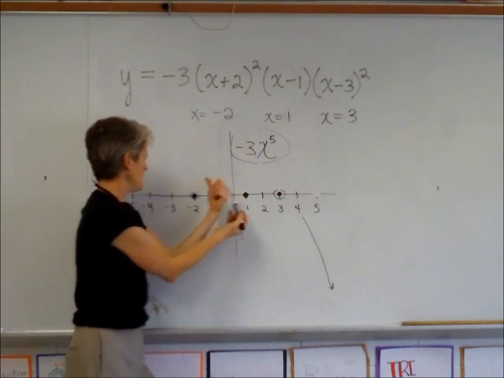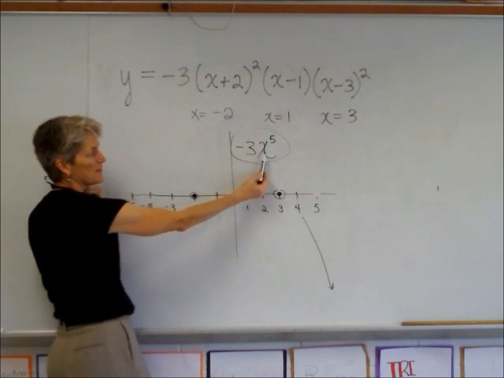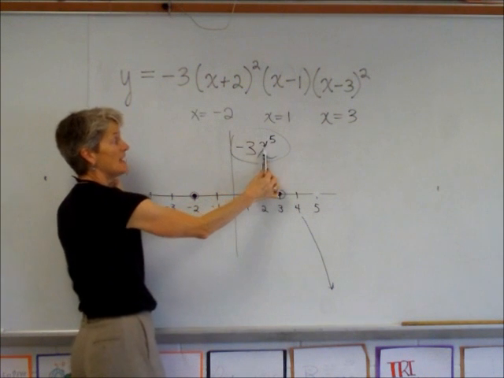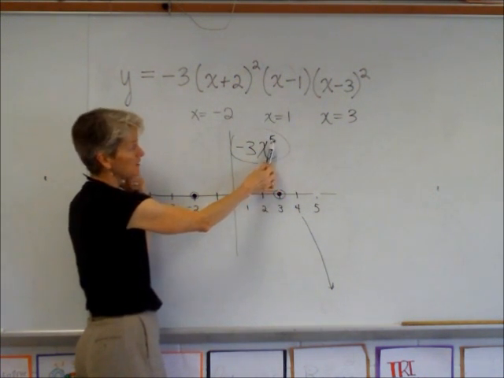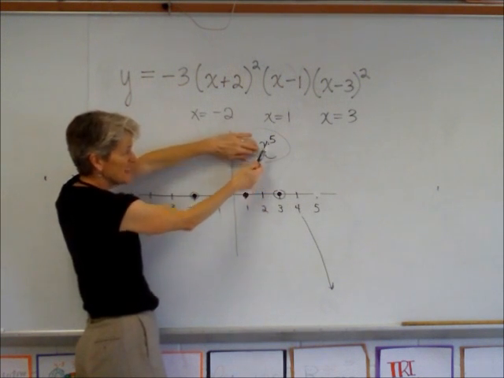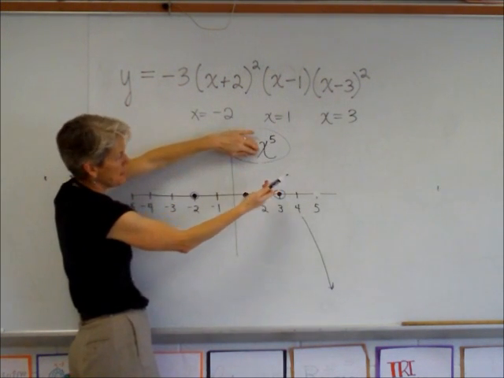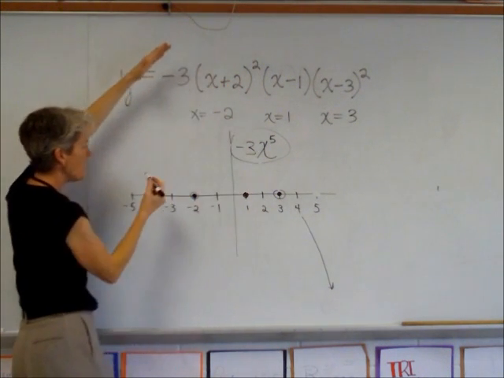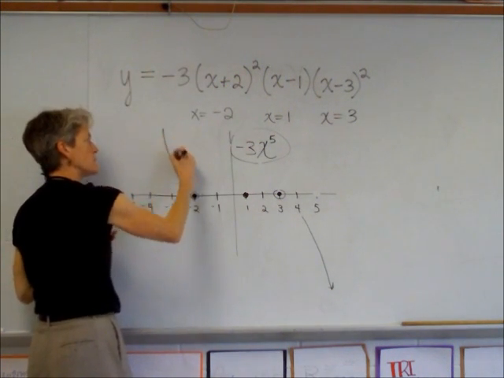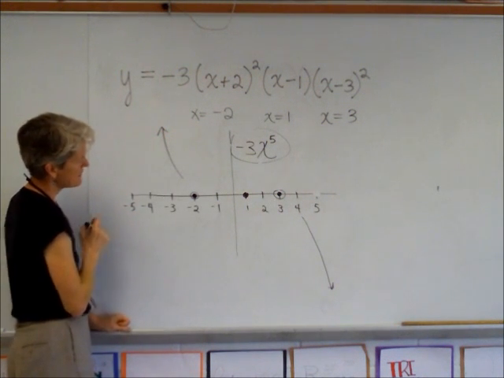All right? Let's plug in negative 1,000,000. What happens when I plug in negative 1,000,000? Negative 1,000,000 to the fifth. Well, that's an odd exponent. So negative 1,000,000 to the fifth is going to be negative something times another negative. My end behavior is going to be positive. So, boom, there's my end behavior.